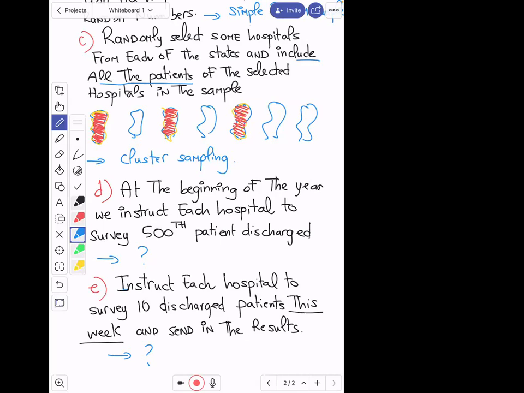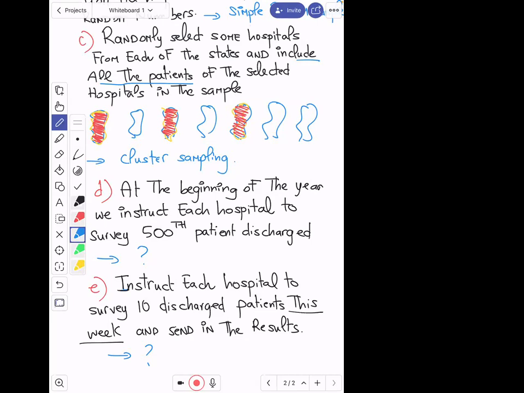These 10 discharged patients are just the available ones, convenience. They are available, right? Because they are discharged this week. So in some sense, they are available, so we can just survey them. So actually, E is going to be convenience sampling.